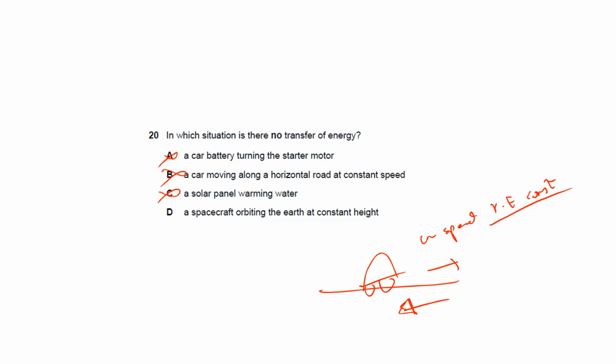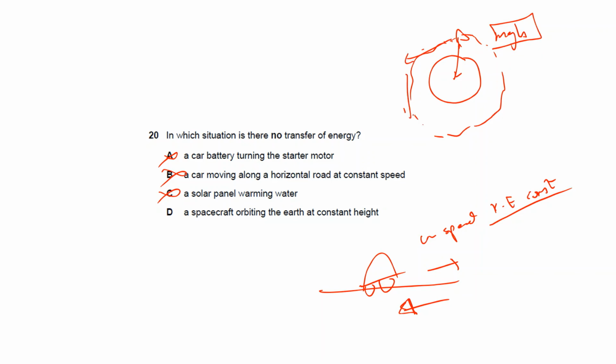Now we look at a spacecraft which is orbiting the Earth at constant height. So if this is the Earth, here is a spacecraft and it is orbiting the Earth at constant height. Now its distance from the center of the Earth is the same, and so there's no difference in the gravitational potential energy. There's no work that is being done for that. And if you look at it, it is just orbiting, right?